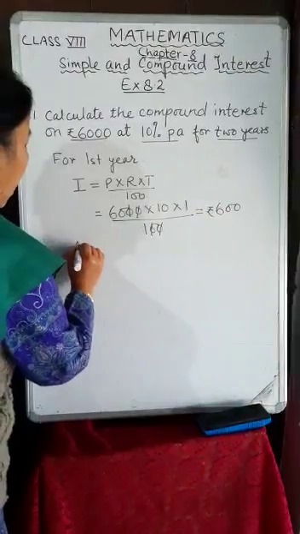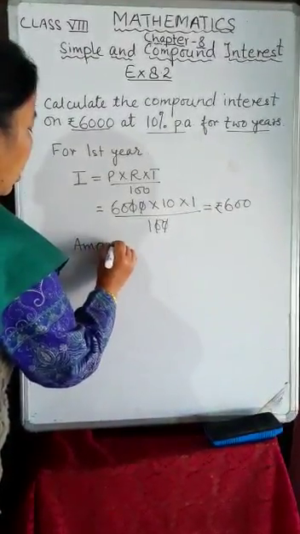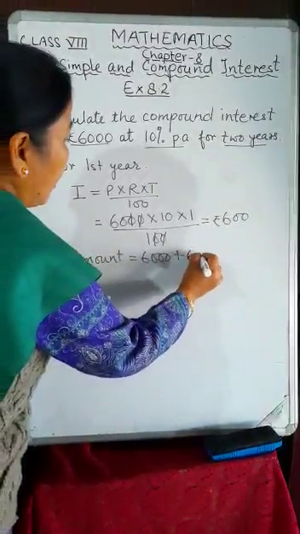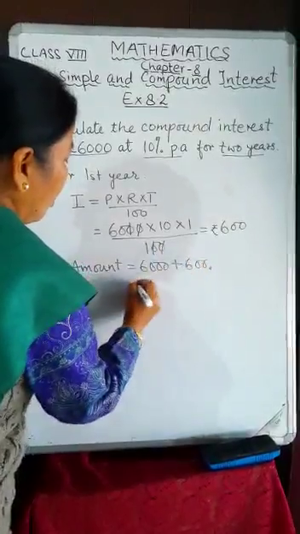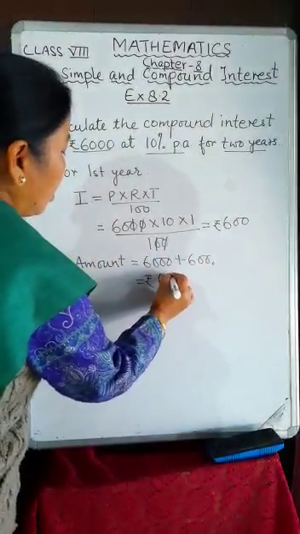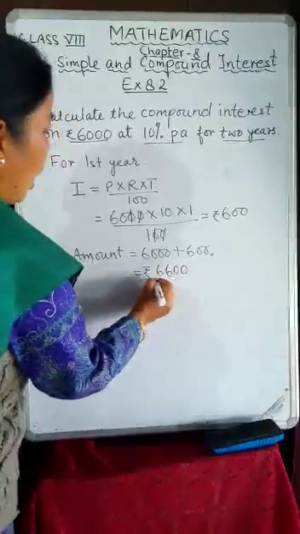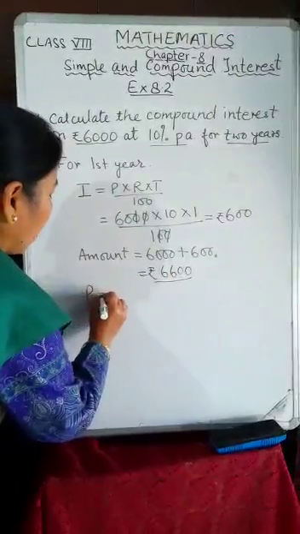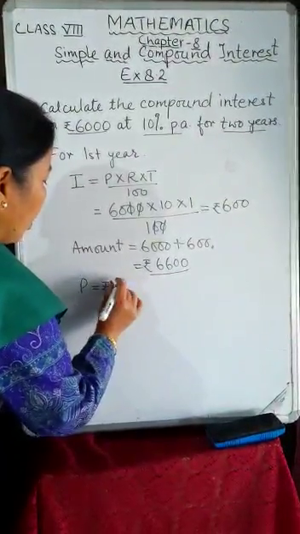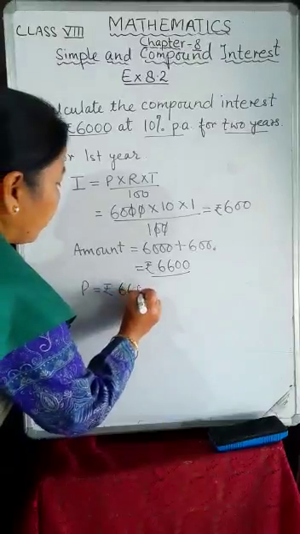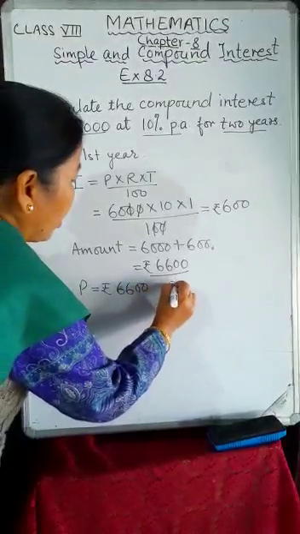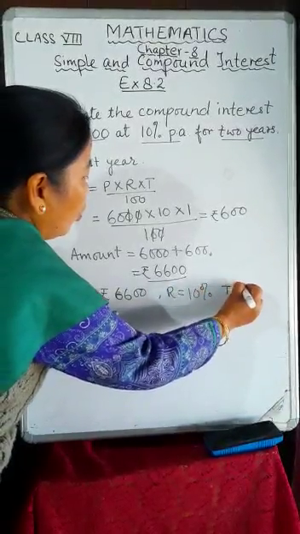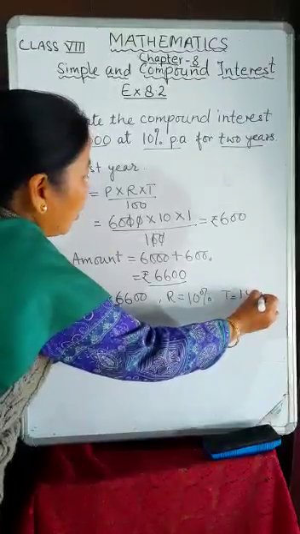Now to find out the amount at the end of first year, it is equal to 6,000 plus 600, which is equal to 6,600. Now this is the principal for second year. So principal for second year is rupees 6,600. Rate is same, R is equal to 10%. And for second year the time is also 1 year because we are taking out the interest for 1 year only.